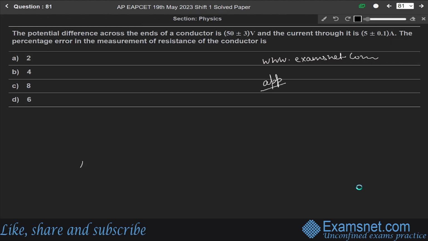So today, students, we will be solving the Andhra Pradesh Engineering, Agriculture and Pharmacy Combined Entrance Test, EAPCET 2023, 19th May, Shift 1 paper. In this video, I'll be solving the physics part of the paper. So here we go, starting with the very first question of the physics part, question number 81.